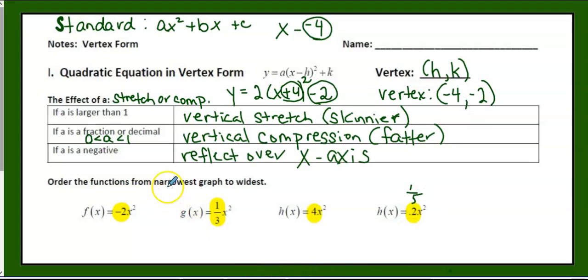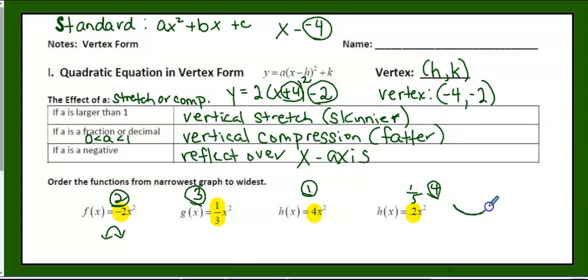If we were talking about the skinniest to the widest, or the narrowest to the widest, we would look at what's the biggest a value we have. Well, 4 is the biggest. So this would be number 1 in narrowest to widest. The next one after that would be this -2. Even though it's negative, which means it would open down, this would be the second skinniest. And then 1/3 is bigger than 1/5. So this would be the third one, and this would be the fattest one.